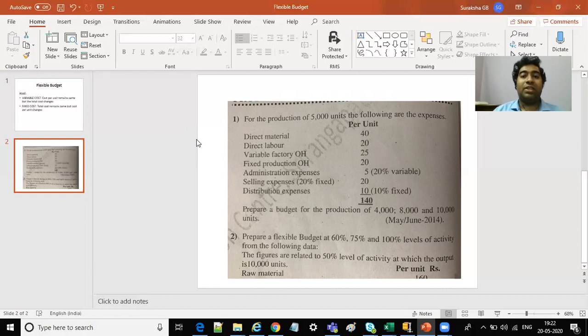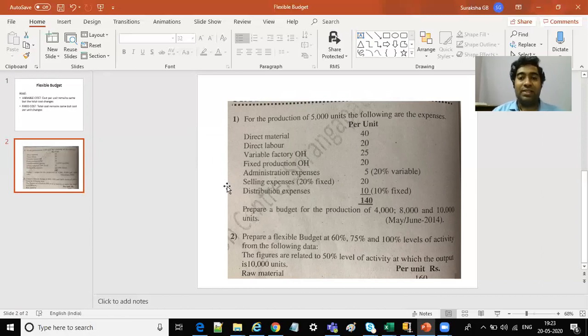And what is the question asked? You have been asked to prepare a production budget for 4,000 units, 8,000 units, and 10,000 units. Please remember, there are four quantities given in the problem: three in the question part and one is the information part. So while preparing the flexible budget, it is required to prepare it for 4,000 units, 5,000 units, 8,000 units, and 10,000 units.